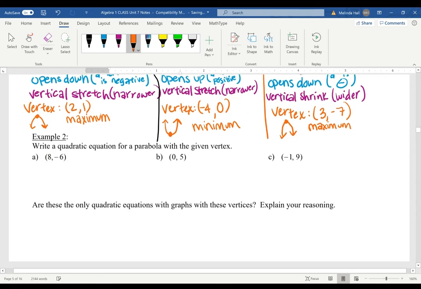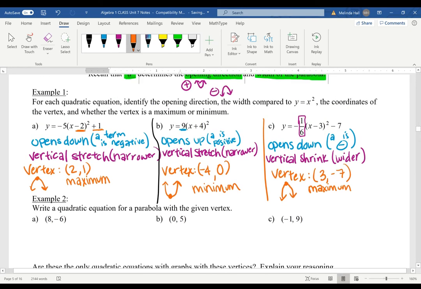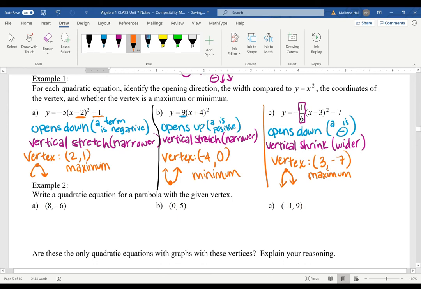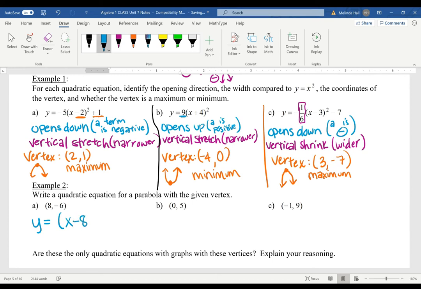So moving on down. We want to write a quadratic equation for a parabola with the given vertex. So if you have to, feel free to use the previous examples. But if I want my vertex to be at (8, -6), the most simple way to do this would be to say y equals, the x value would be x minus 8 in there, squared. And then that -6 would just be afterwards, -6. Okay?